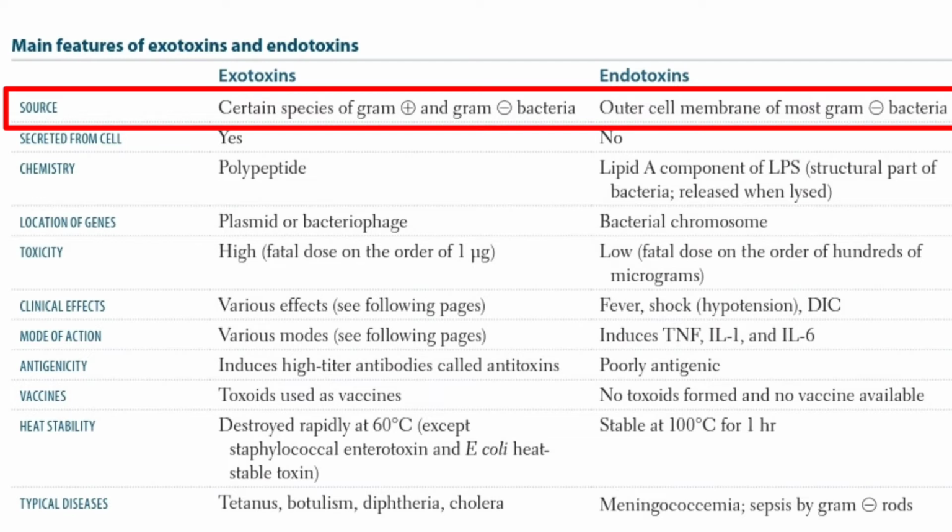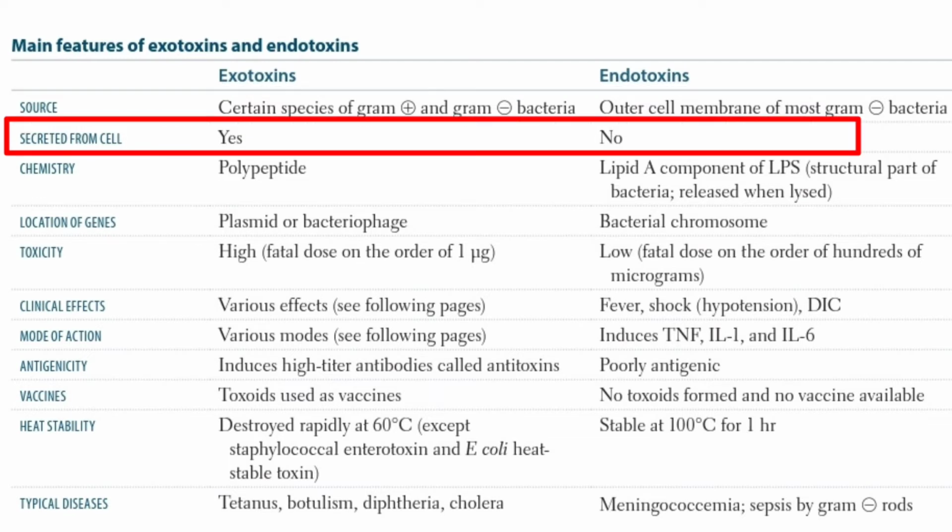The exotoxins are secreted from the cell, but the endotoxins are not secreted from the cell. The endotoxins are part of the outer cell membranes of the gram-negative bacteria.